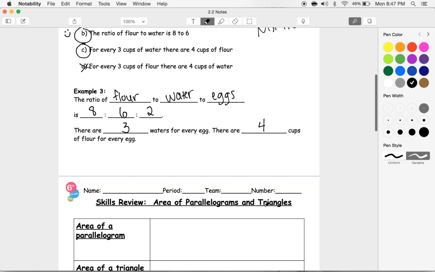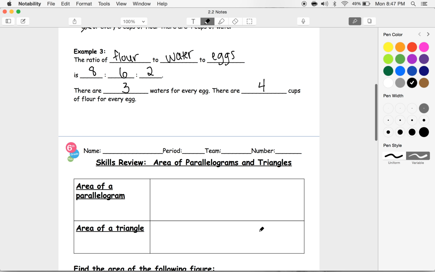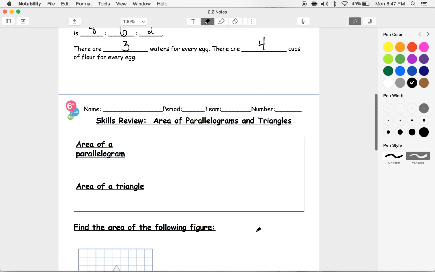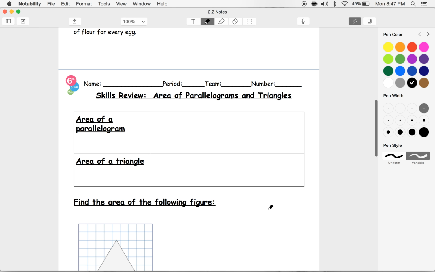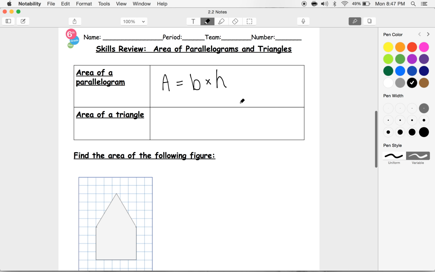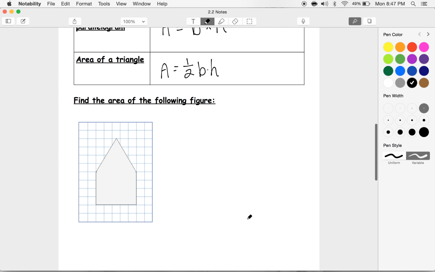All right, we're going to keep on scrolling down. So we're going to have some skill review. On the back of your homework for tonight, it's going to talk about some things that have to do with area. So just remember, the area of a parallelogram is base times height. The area of a triangle is half base times height. So they want you to find the area of the following figure.